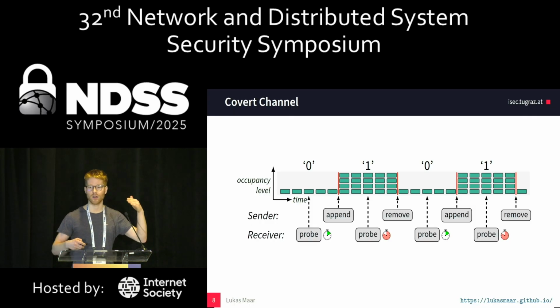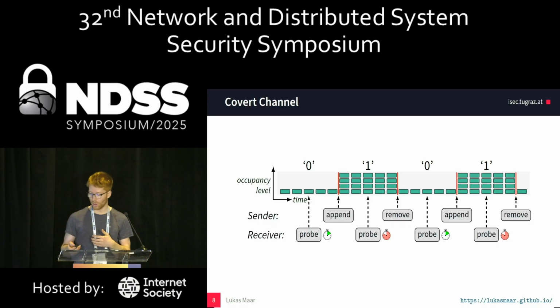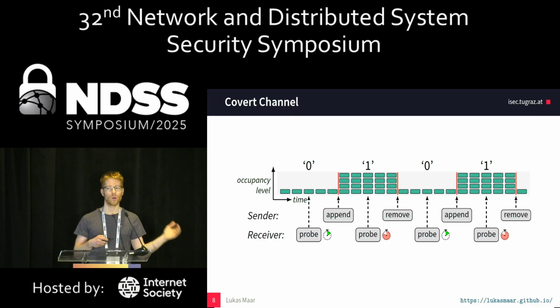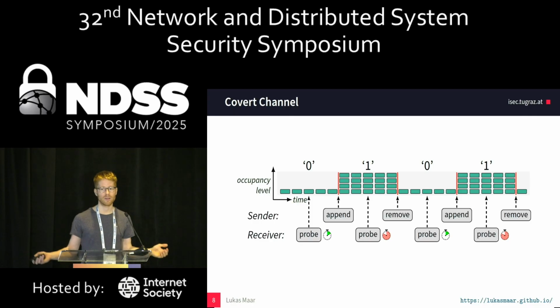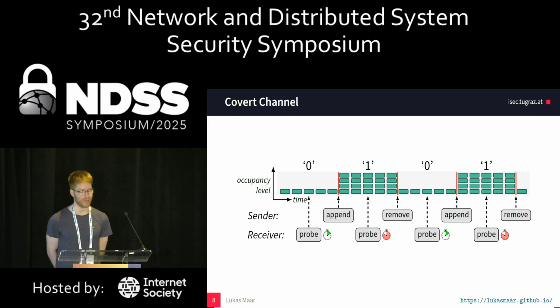If the receiver measures a fast timing, it interprets it as a 0. If the receiver measures a slow timing, it interprets it as a 1, therefore obtaining the secretly transmitted message by the sender.